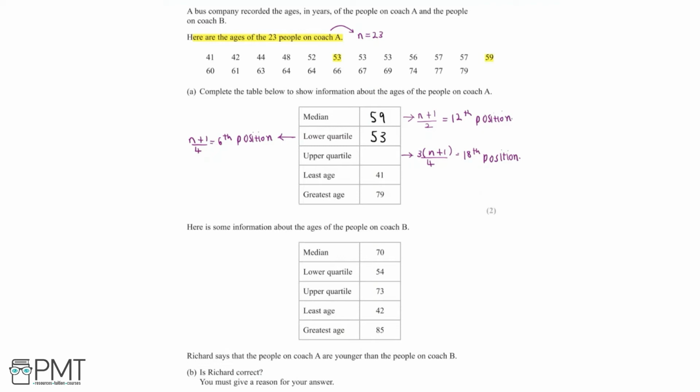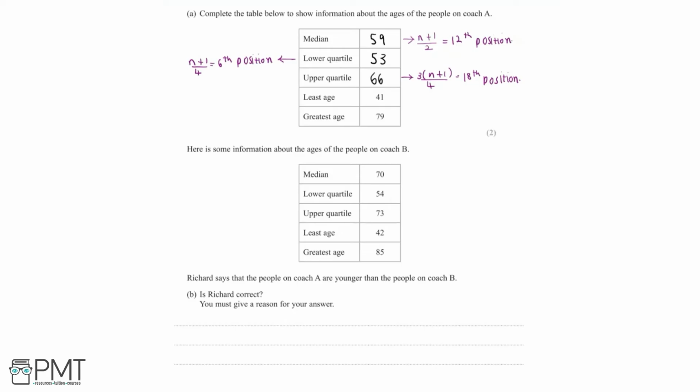Now taking a look at our data again, we can see that the 18th position is over here. The item of data at the 18th position is equal to 66. And so we've found that the upper quartile is 66. Well, now let's move on to part B.